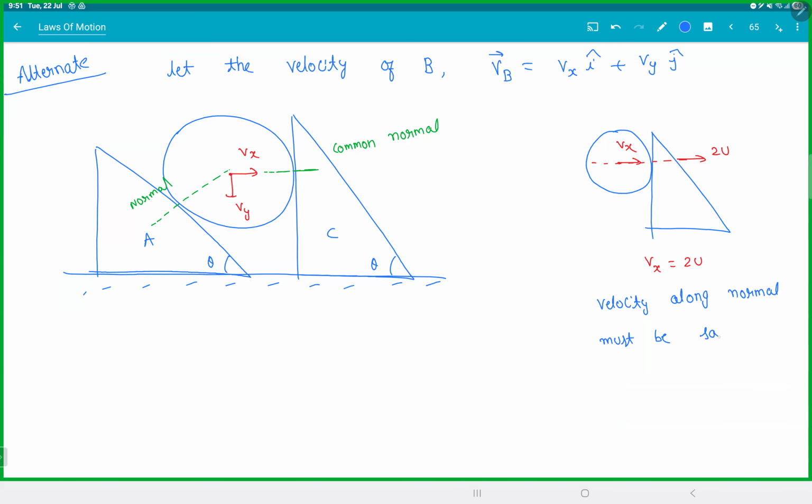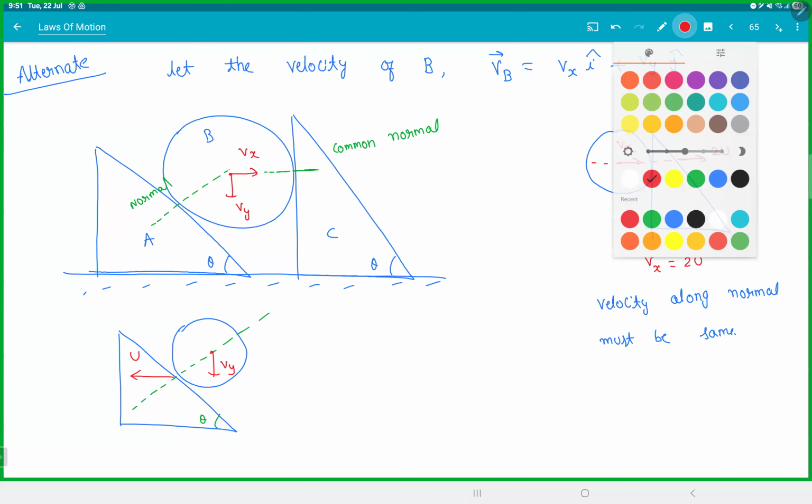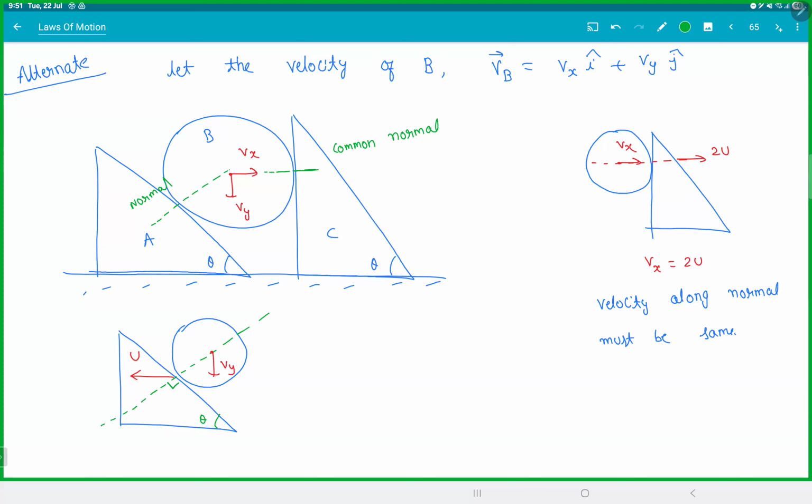The headache is A and B actually. So if you look at A and B components, this is your normal. This is angle theta. Again, be careful with your angles here. This is going with U. This is going with Vy. So if you extend this line here, this is 90 degrees. This angle will be 90 minus theta. This angle will be 90 minus theta, and this angle will be theta.